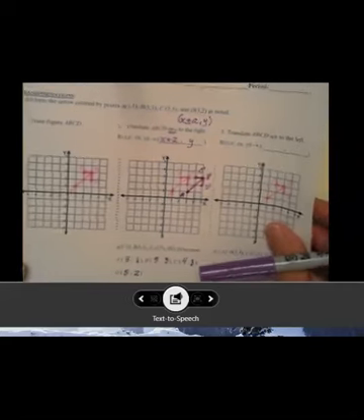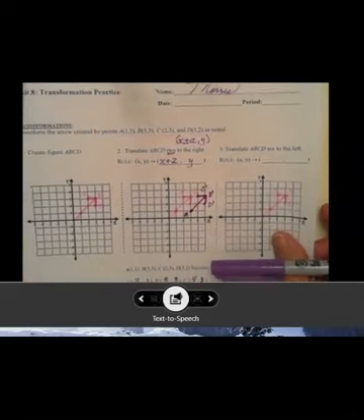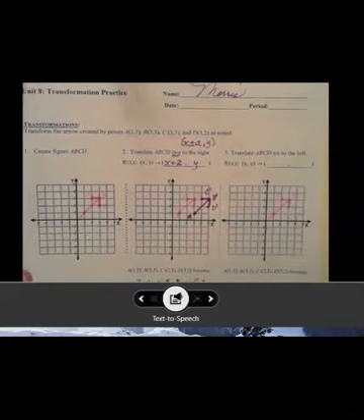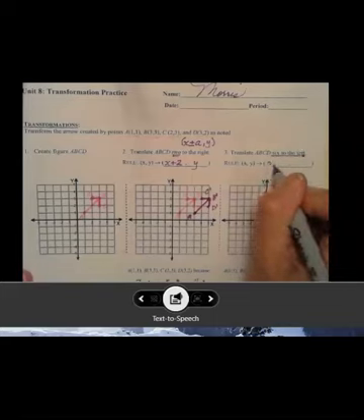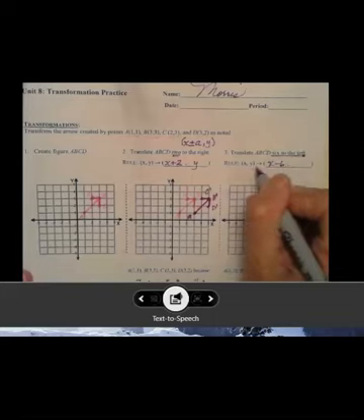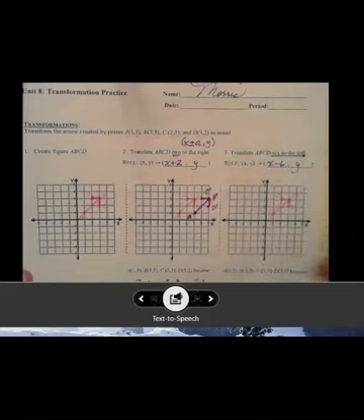So I'll continue to work this sheet. You'll be able to stop and start as you need to review and skip over what you don't need. I'm moving to number 3. They want you to translate 6 to the left. So now it's going to be x minus 6 to move to the left. Y stays unchanged. Down here I'll keep all my y's the same as they were originally.